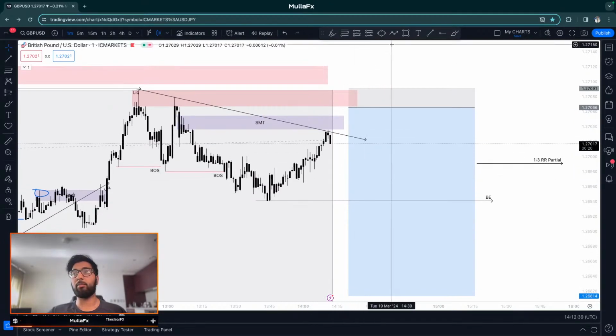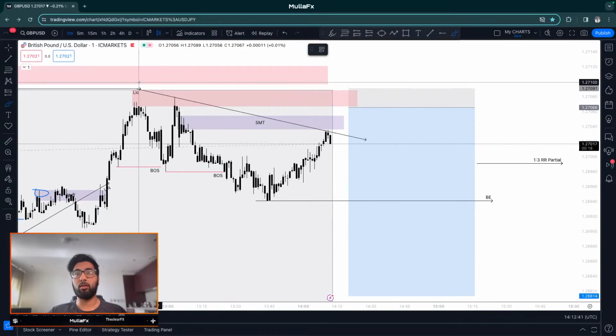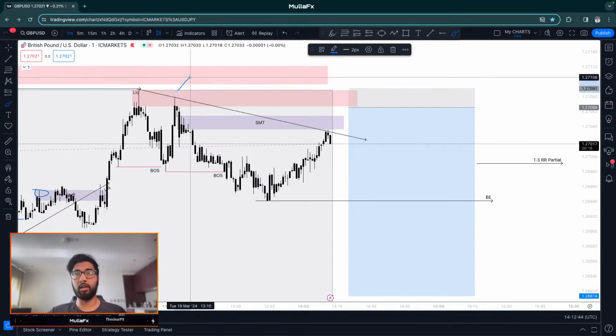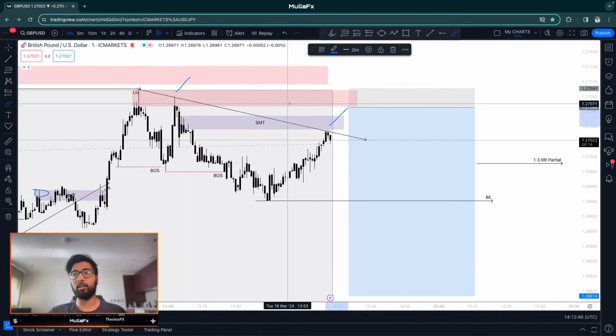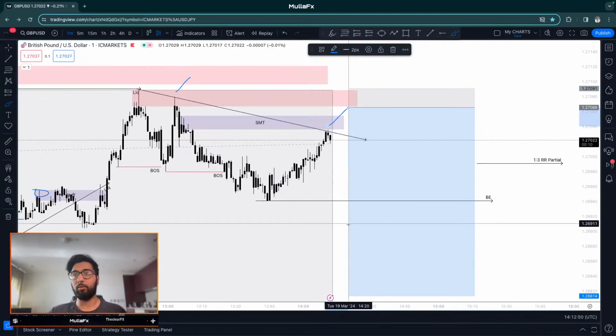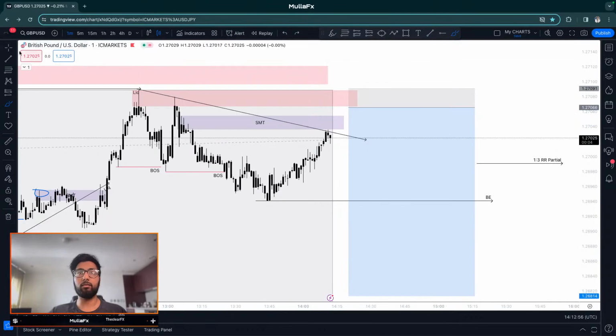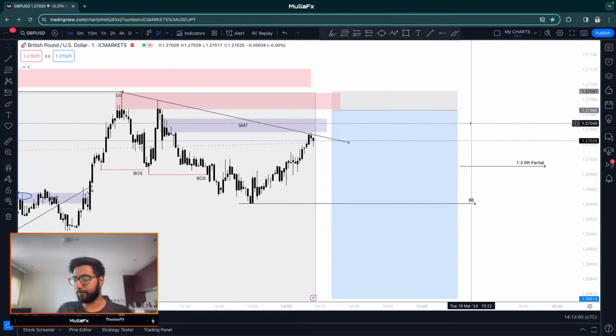Again, this could just be another mitigation. It couldn't break these highs, and it could just be another mitigation. We could just see price break down again. If that's the case, then we just leave the trade. It's not my kind of trade. It wouldn't be my kind of trade.